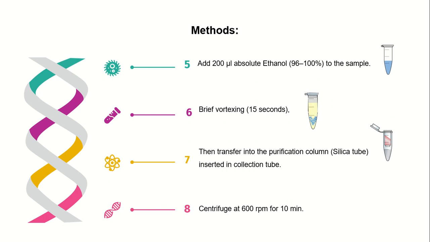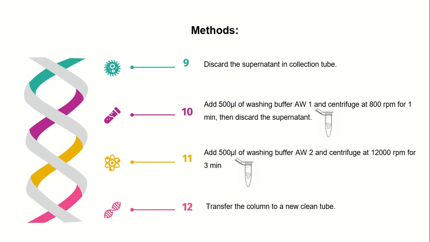At the end of the centrifuge step, the filtrate should be in the collection tube. Then we will discard the flow-through in the collection tube and add 500 microliters of washing buffer 1 and centrifuge at 8000 rounds per minute for 1 minute. Then discard the flow-through. Then we will add 500 microliters of washing buffer 2 and centrifuge at 12,000 rounds per minute for 3 minutes.